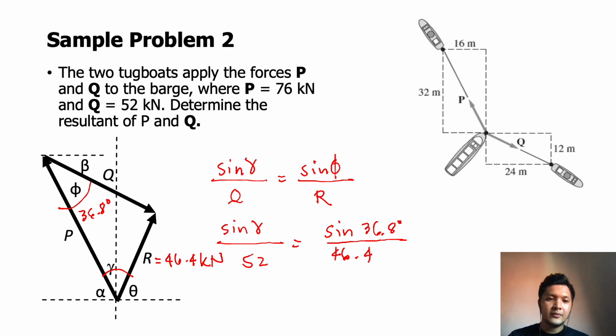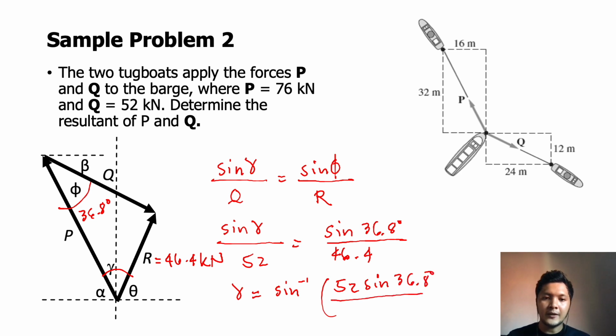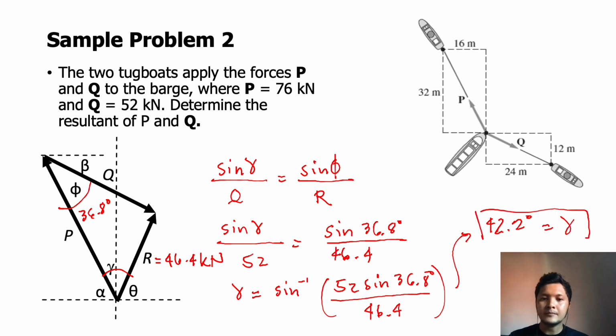So gamma is equal to arc sine of 52 times sine 36.8 degrees divided by 46.4. This gives us 42.2 degrees. So this is gamma, 42.2.